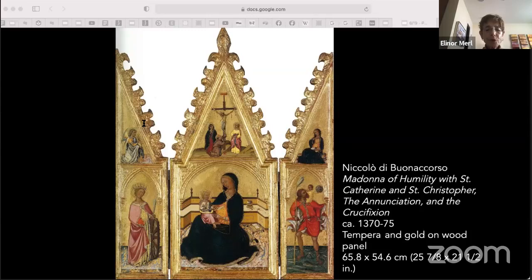Now, St. Christopher, the patron saint of travelers, is in the right wing of the triptych, and he wades through the waters of a river filled with fish. We know it's St.